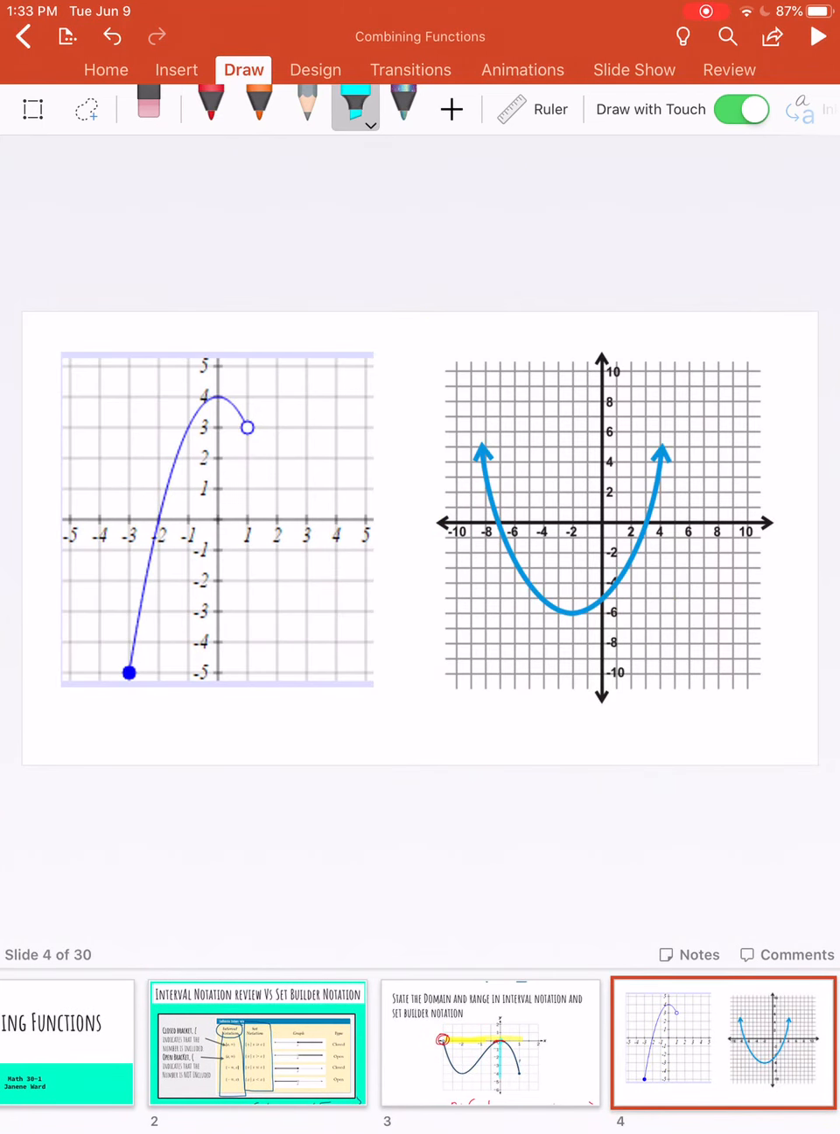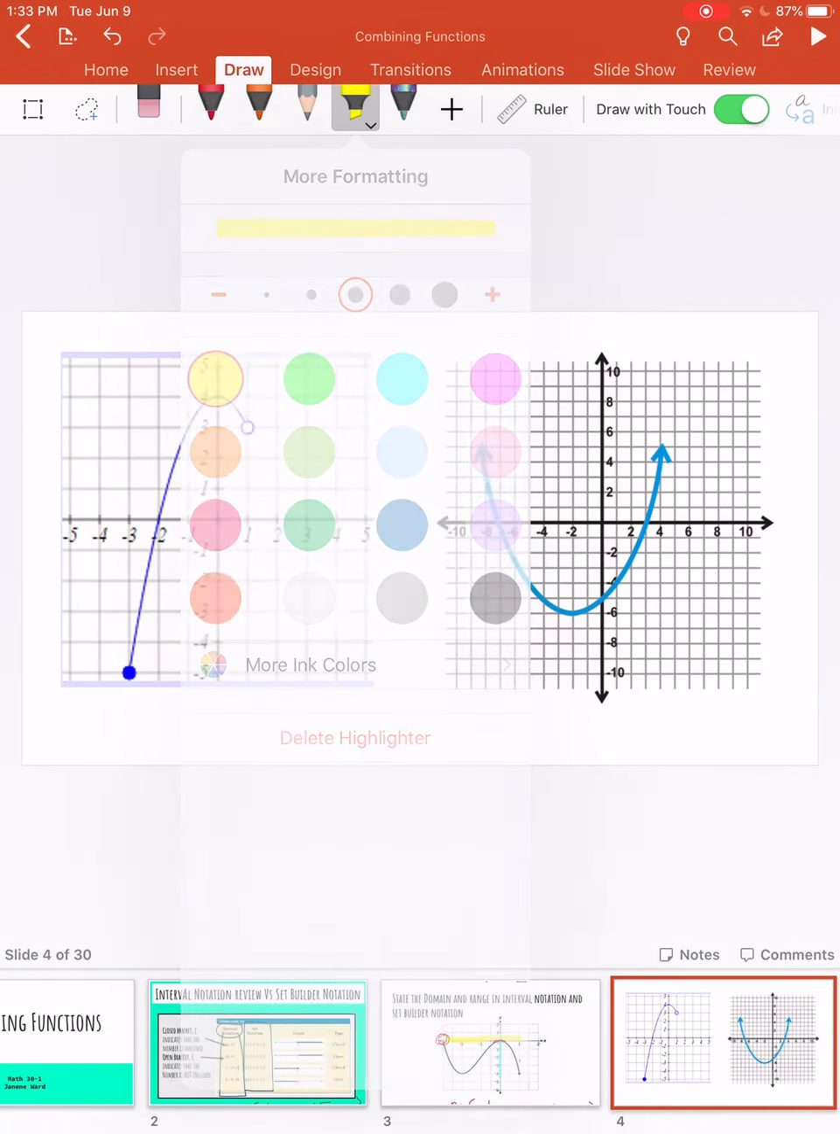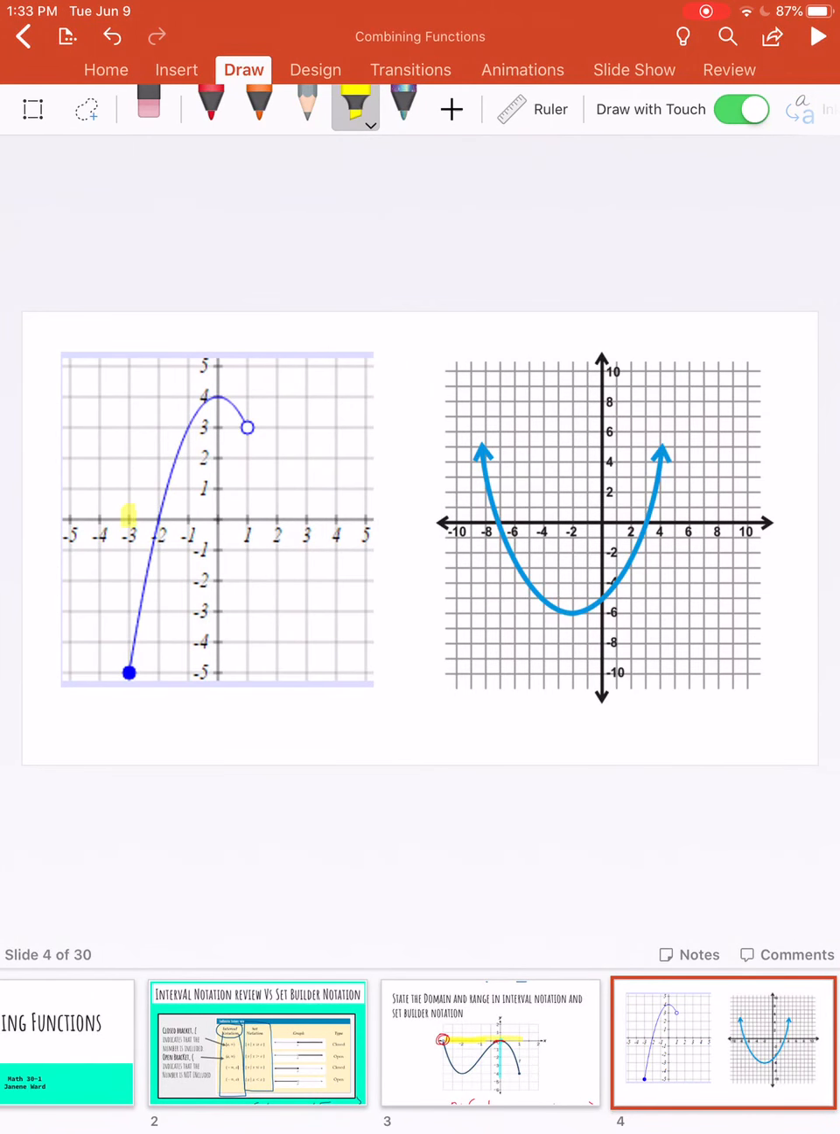All right, I'll try these questions really quickly as well. Let's start with our domain. I'm looking on the x-axis. The furthest my graph goes to the left is -3. So I would say for all x values, x is greater than or equal to -3. And the furthest it goes to the right is 1, but it doesn't include 1. So I would say x is less than 1, where x is an element of all real numbers.